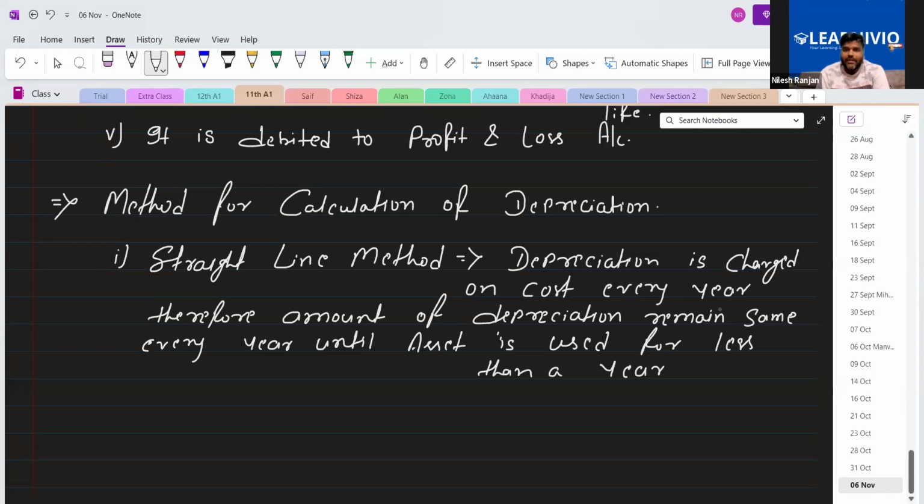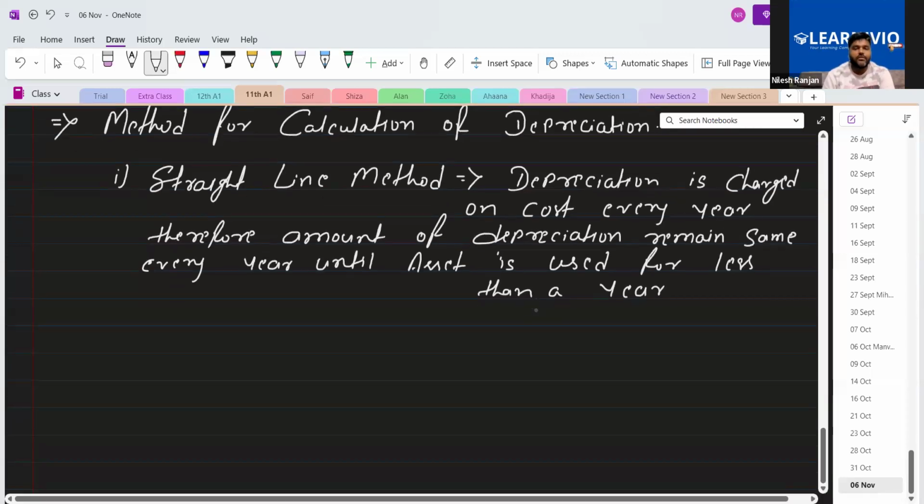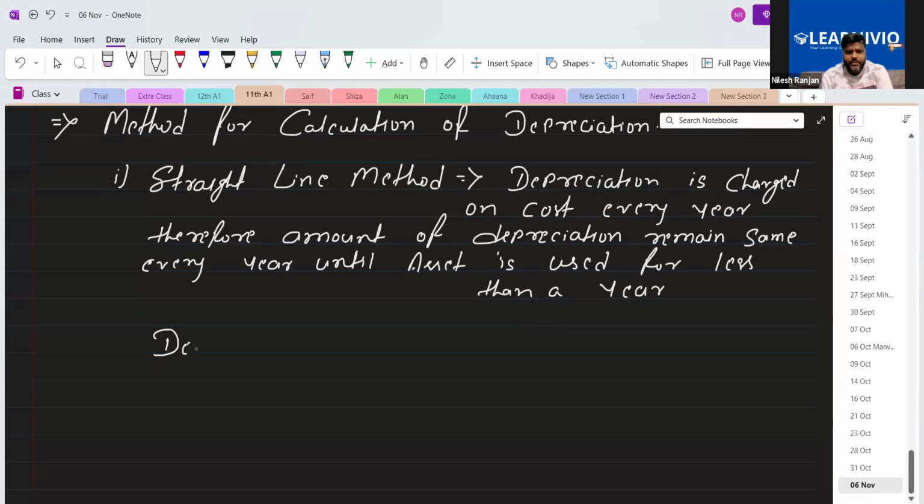So book value will change. The third is market value. Market value also keeps fluctuating. So all this book value and market value can change every year, but not the cost. So cost will remain the same. And if you are charging depreciation on cost every year, your depreciation will also be the same. Okay. So that's why it is called the straight line method, meaning depreciation for every year will be the same. Now, what is the formula for depreciation under this method?